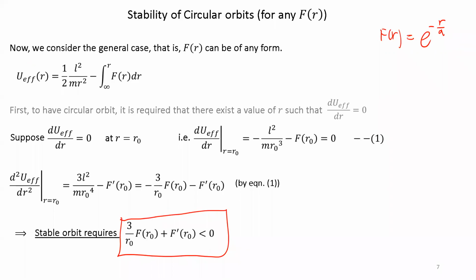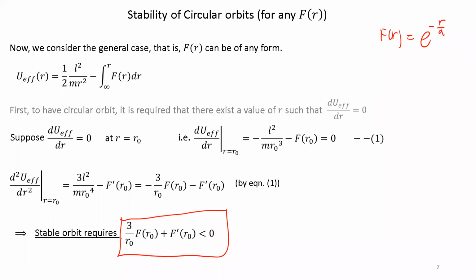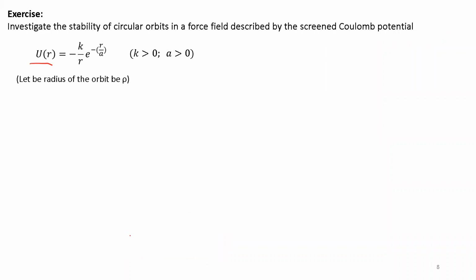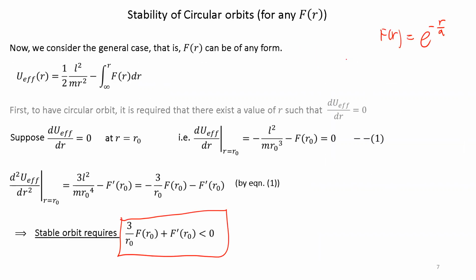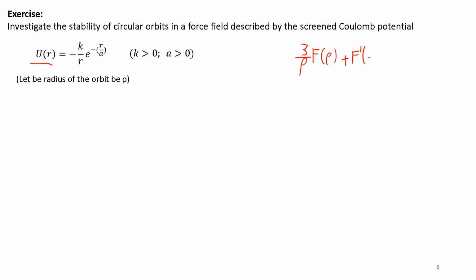One thing to be careful about: I am giving you the potential, but not the force. So what you need to do first is find the force. Let me write down the equation over here. In this example, I'm calling the radius rho instead of r naught. Our goal is to find this, and see whether it's greater or smaller than 0.